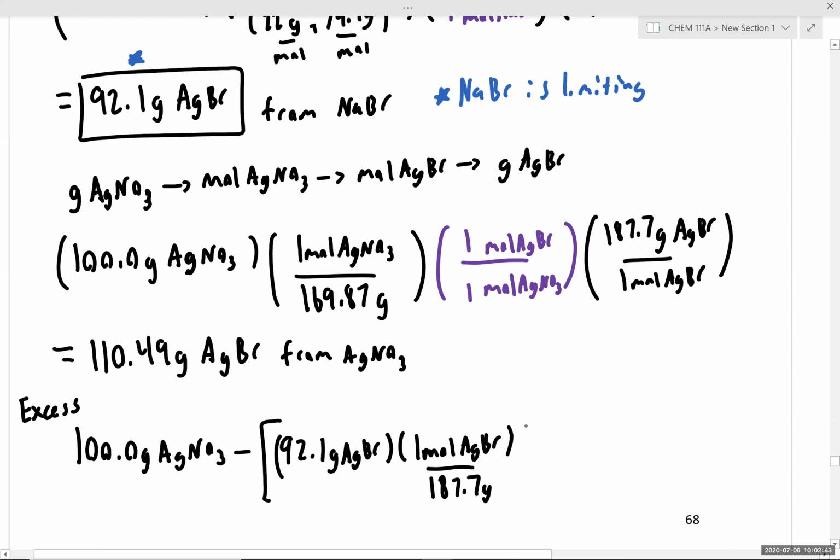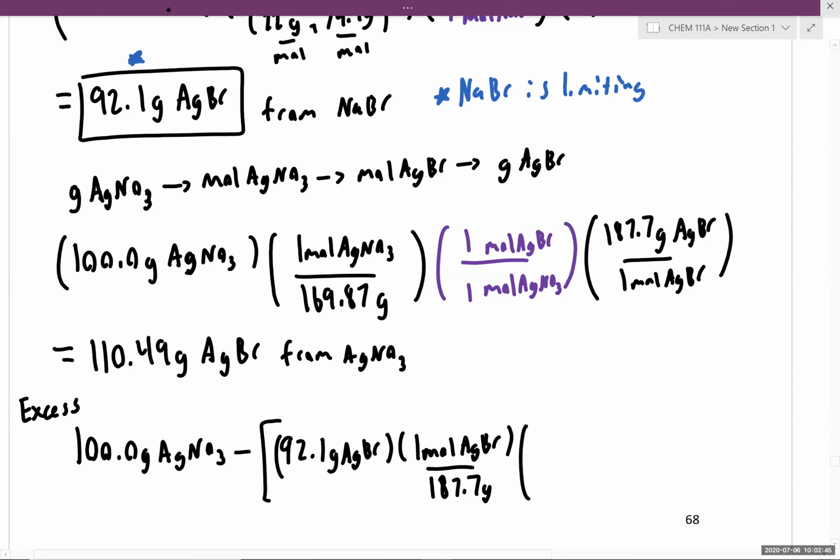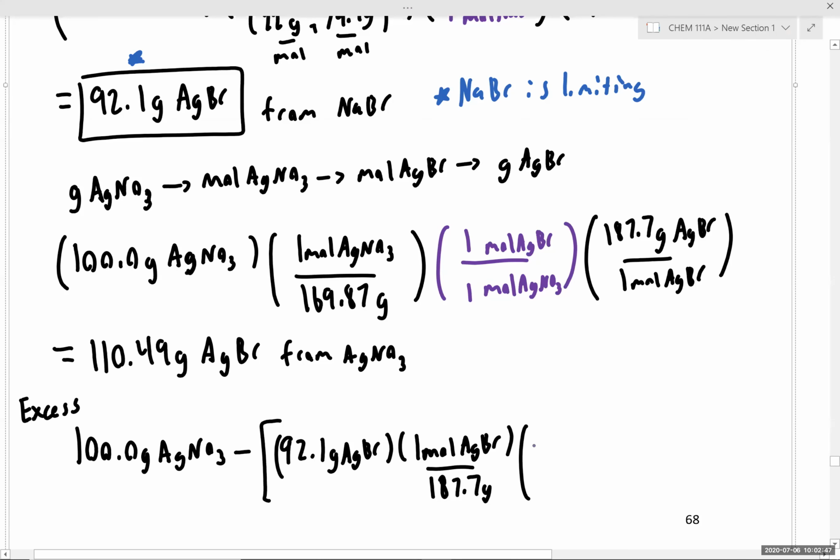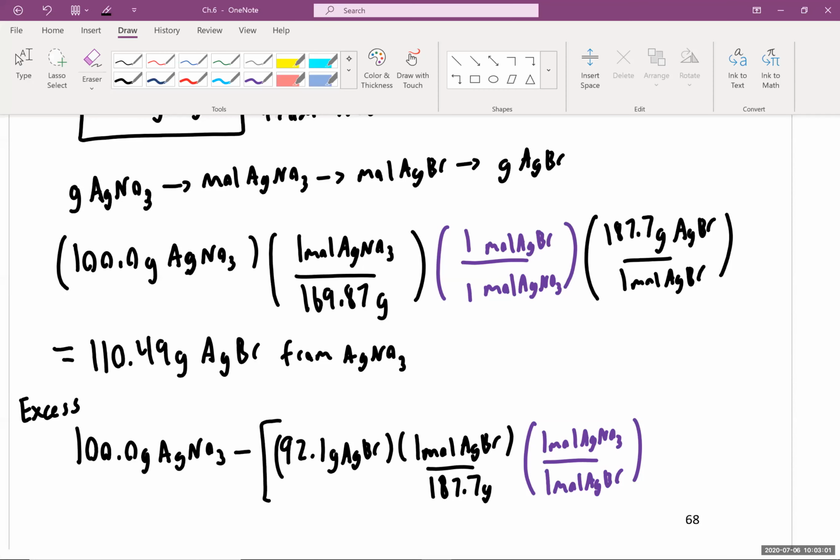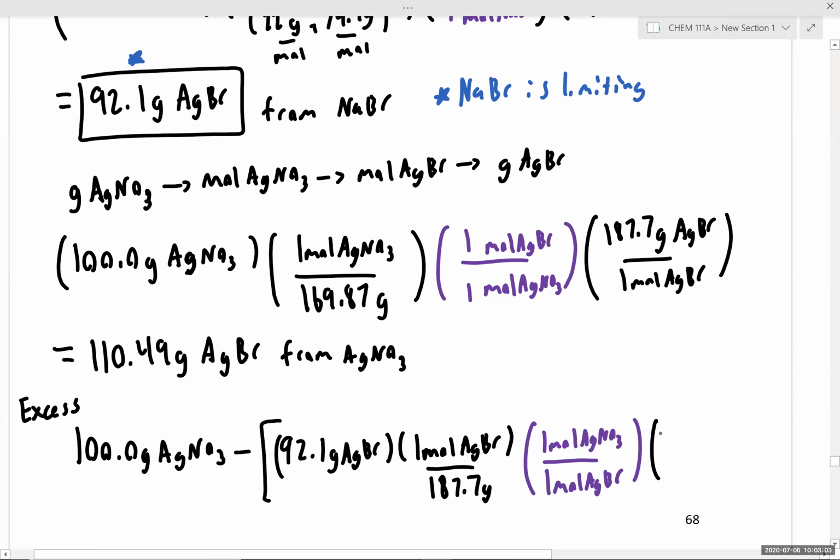So we know we have 1 mole of silver bromide per 187.7 grams. We know, based on our mole to mole ratio, we have 1 mole of silver nitrate consumed for every 1 mole of silver bromide that reacts. And then we know that we have 169.87 grams per 1 mole of silver nitrate.